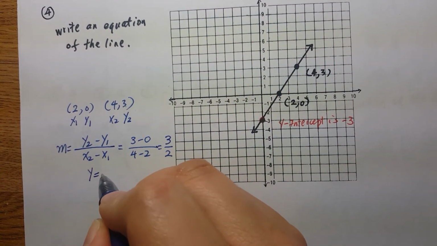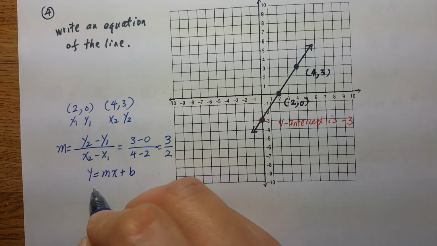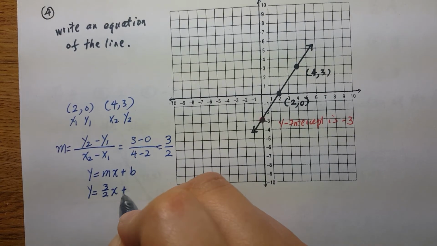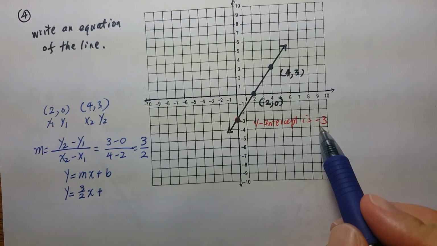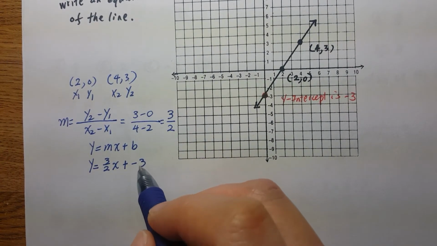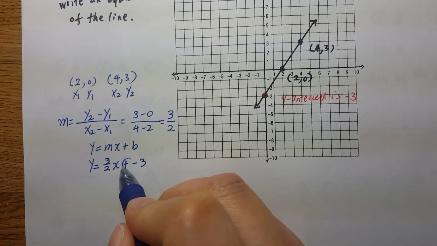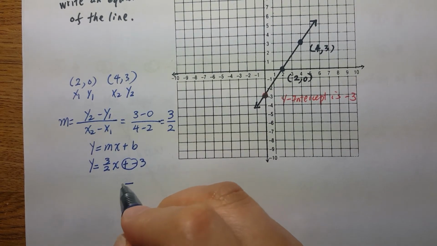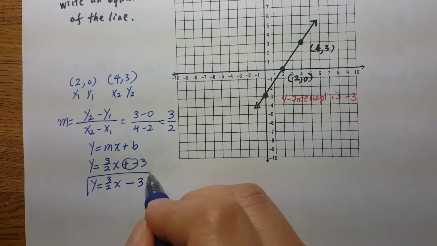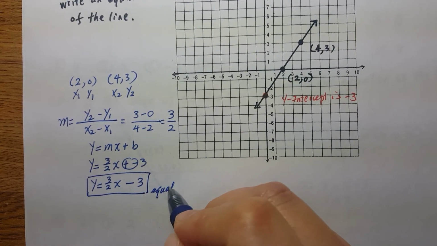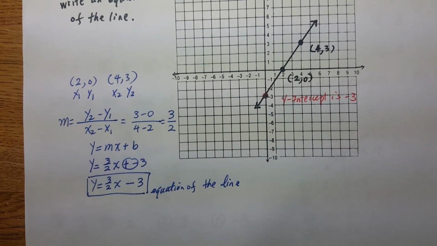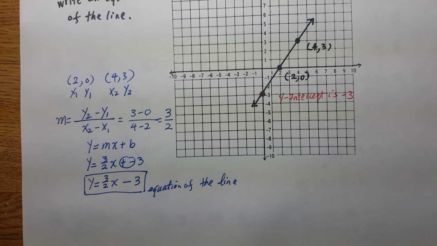So we say y equals mx plus b. So y stays the same, m turns into 3 over 2 times x, and plus the y-intercept we found over here, which is negative 3, then plus negative 3. Now we found out that we have a plus and minus sign in the middle, so therefore we are going to turn this into one sign, which becomes minus. So y equals 3 over 2x minus 3. So this is going to be the equation of the line. So we finished question number 4.